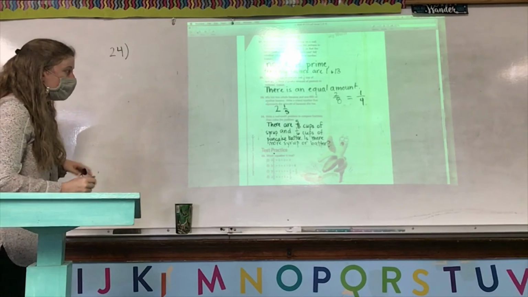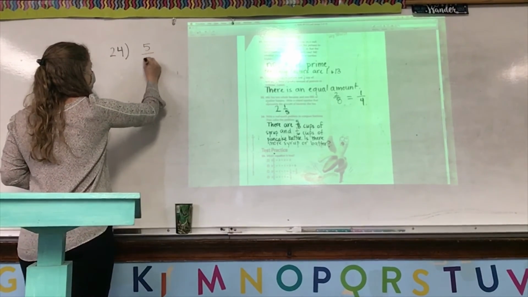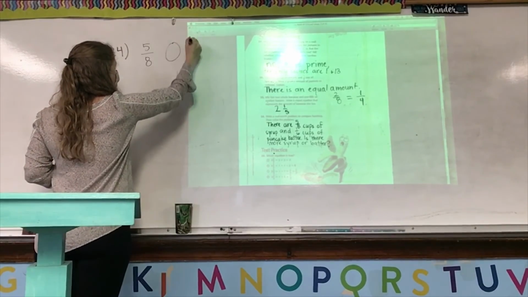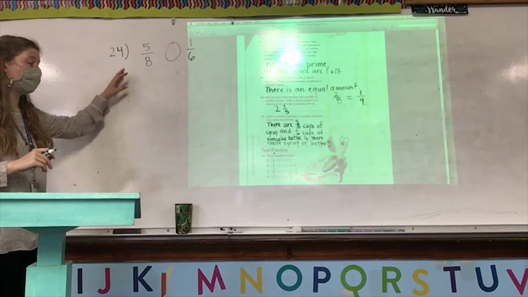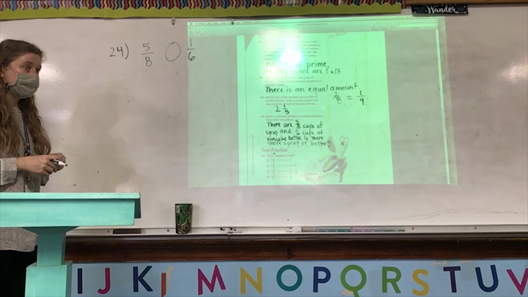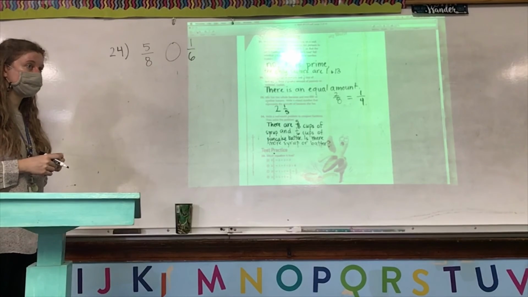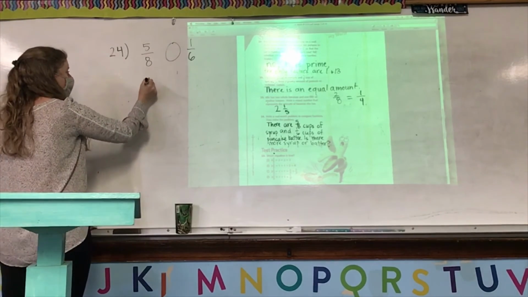So, Zadie, we have 5/8 and 1/6. We know we need LCM of what numbers? Numerators, denominators, or all of them? It's the same thing we did before. Denominators.